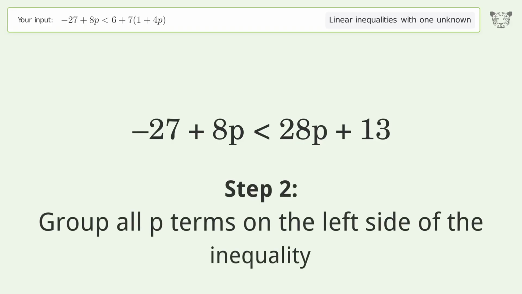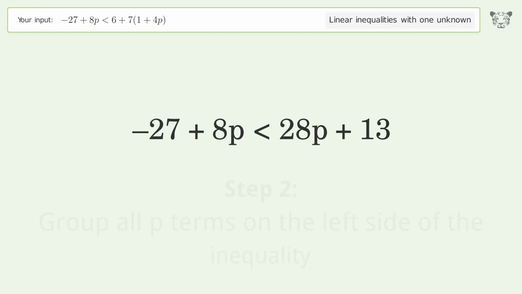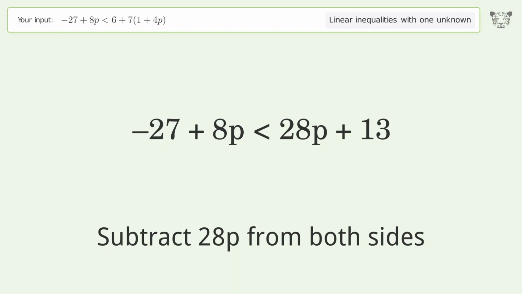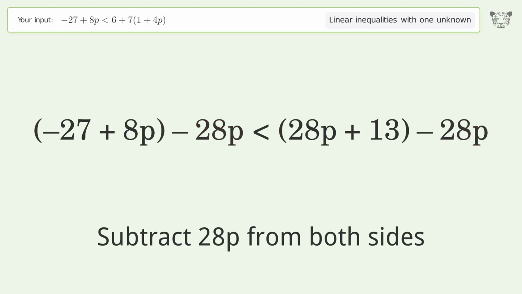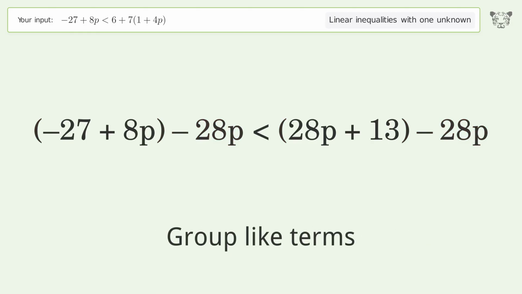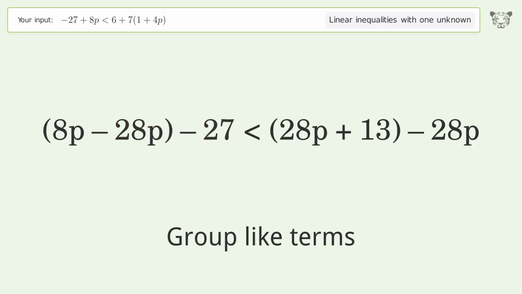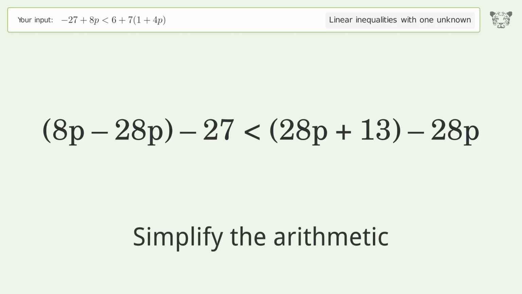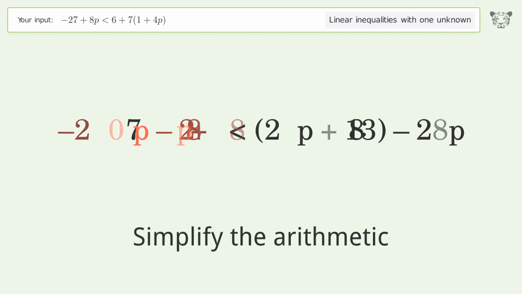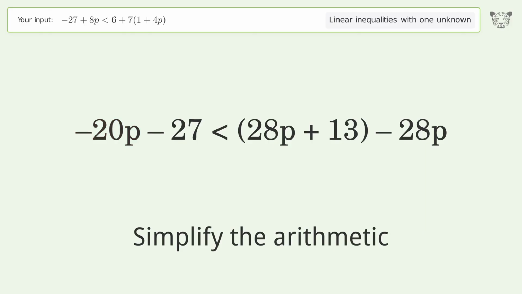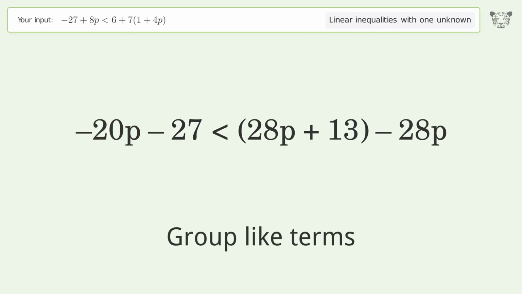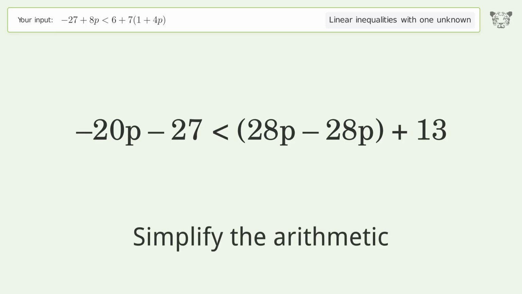Group all p terms on the left side of the inequality. Subtract 28p from both sides. Group like terms. Simplify the arithmetic. Group like terms. Simplify the arithmetic.